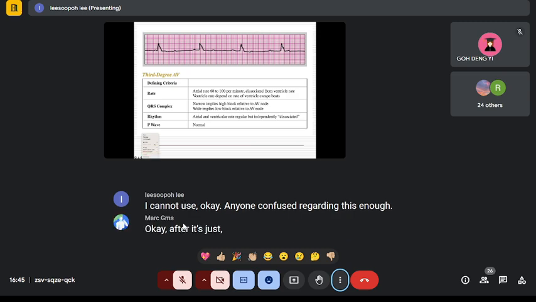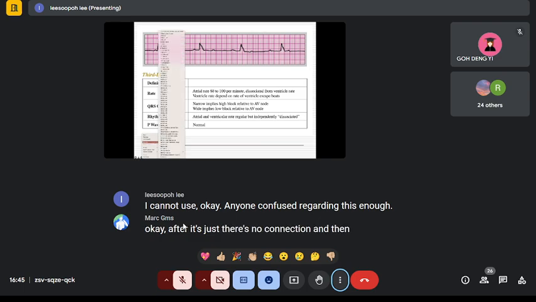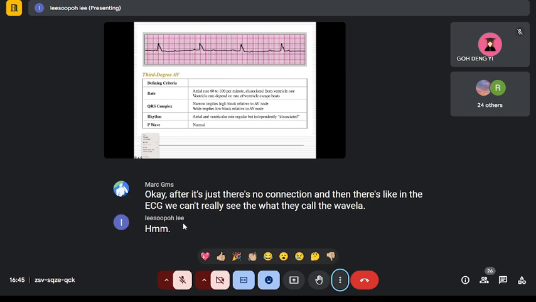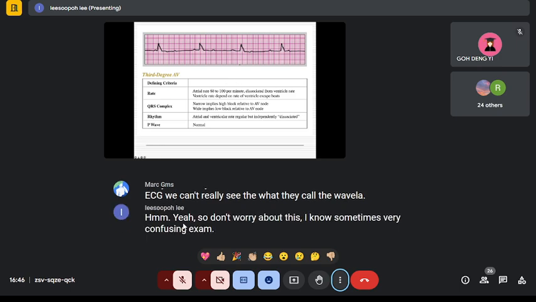Okay, doctor. It's just there's no connection, and in the ECG we can't really see the wave. Yeah. So don't worry about this. I know sometimes it's very confusing. The exam will come out with an easier one.